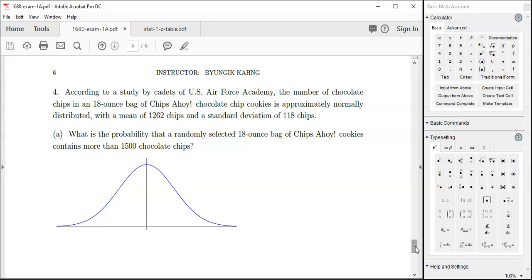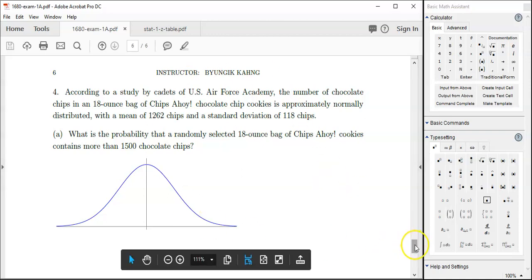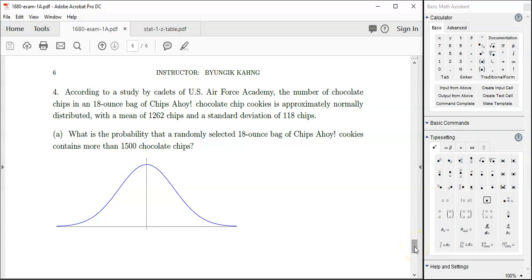We're going to review it in the order of importance. So let's begin with number 4, which I think is the most important. According to a study by cadets of the U.S. Air Force Academy, the number of chocolate chips in an 18-ounce bag of Chips Ahoy chocolate chip cookies is approximately normally distributed, with a mean of 1,262 chips and a standard deviation of 118 chips.